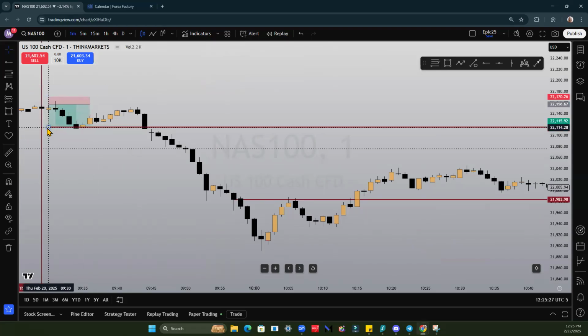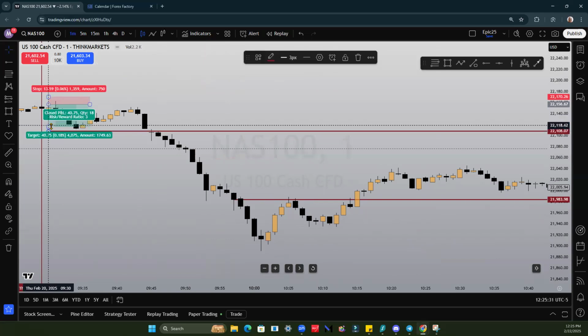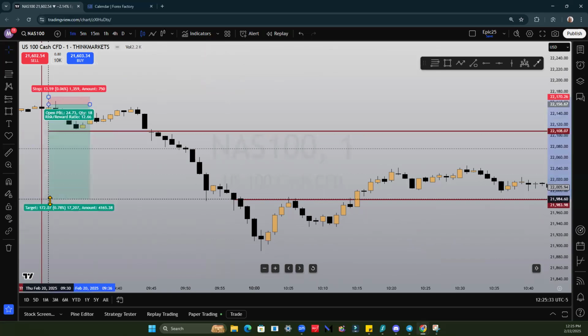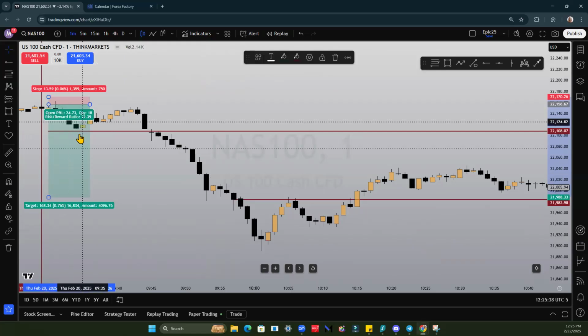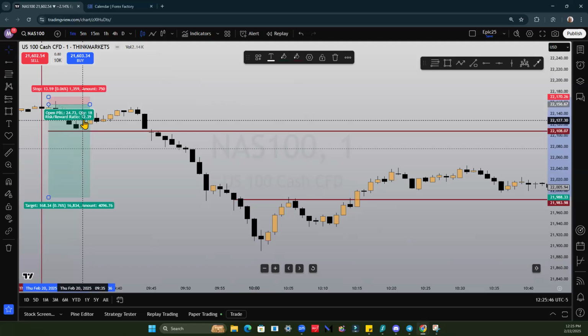So if you stretch this out to that red line, it would have been a 1 to 12 ratio. So if you had invested $1,000 in this trade, you made 12 times that, $12,000 right there.